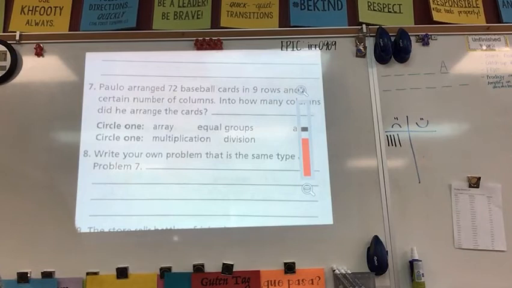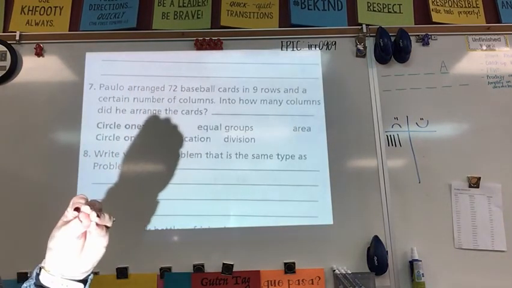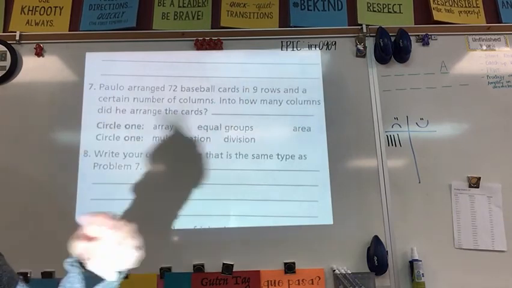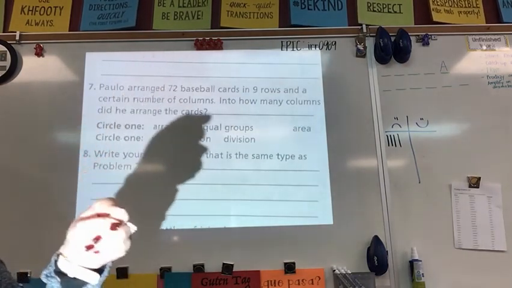Paulo arranged 72 baseball cards in 9 rows and a certain number of columns. Into how many columns did he arrange the cards? So he's got a total of 72 baseball cards. He's putting them in 9 rows and an unknown number of columns.